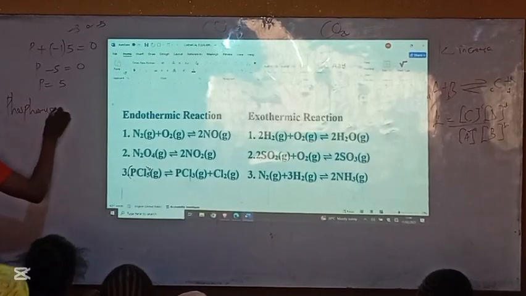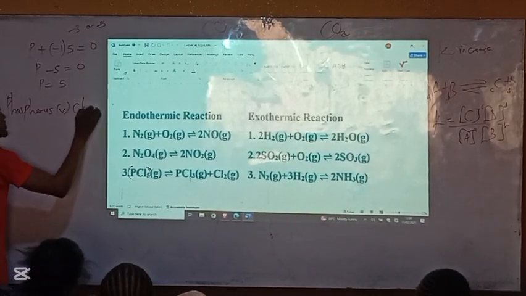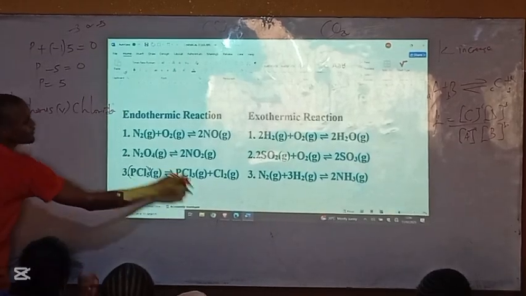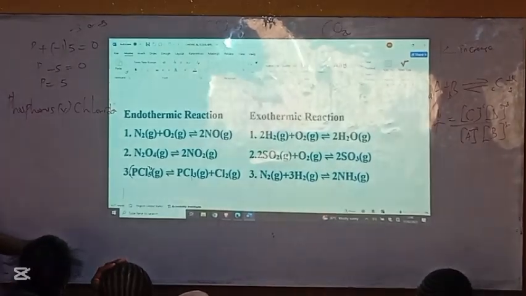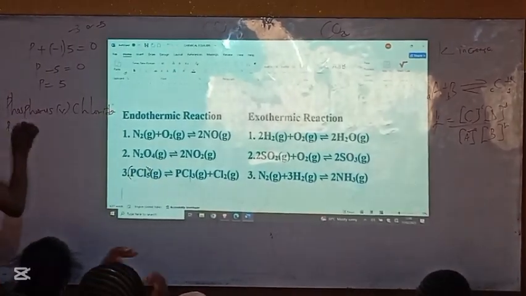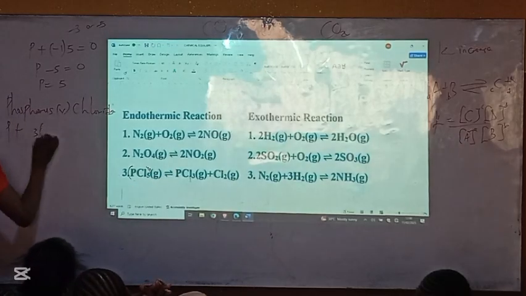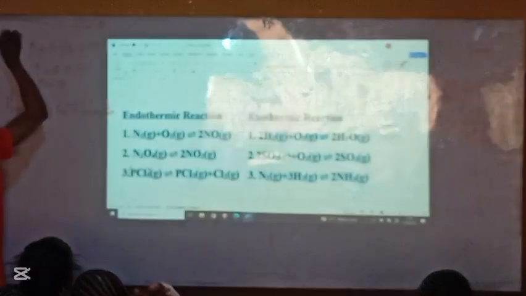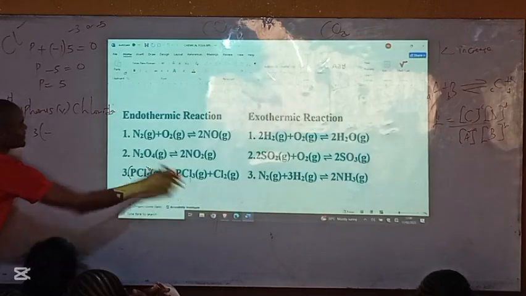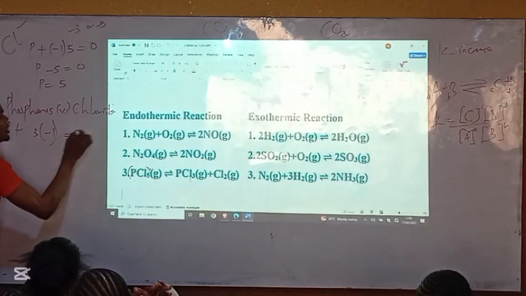Phosphorus 5 chloride. What of this one, PCl3? If I want to name it, how can I name it? Chlorine is what, 3? What's the oxidation state of chlorine? -1, right? I'm having 3 chlorine times -1, equal to 0.